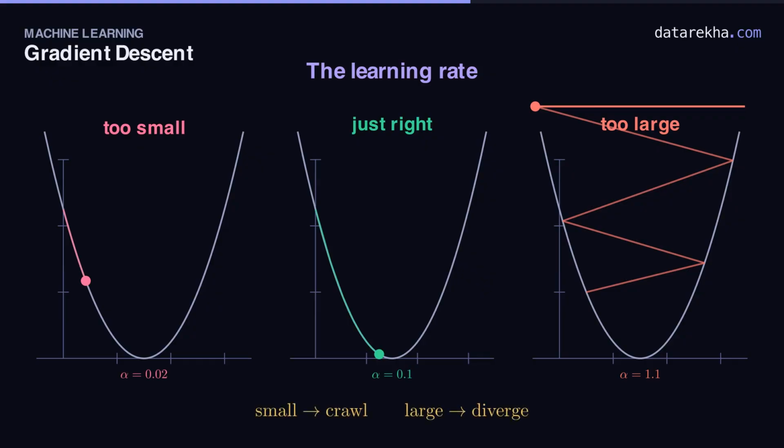Too small and you crawl. Too large and you diverge. Tuning the learning rate, often just trying a few and watching the loss, is one of the most important knobs in all of machine learning.